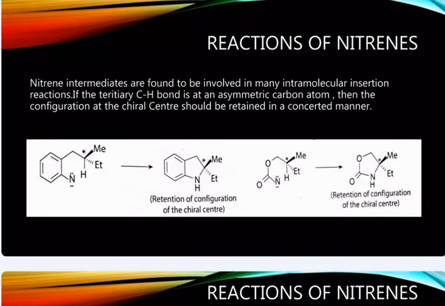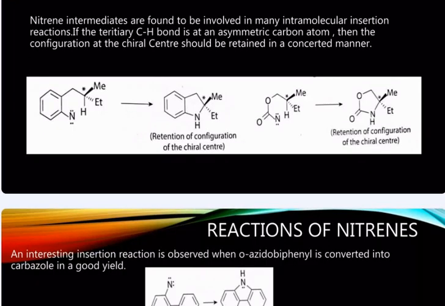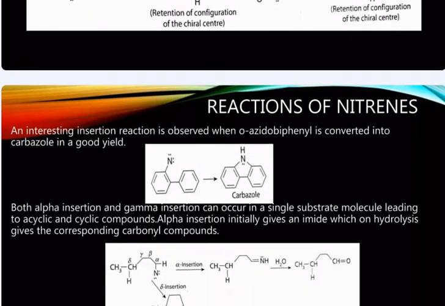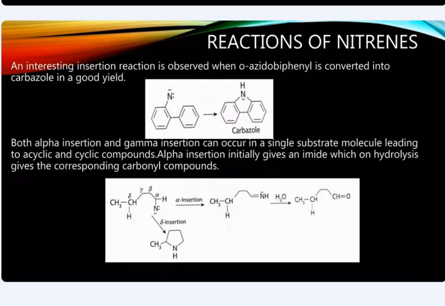Nitrene intermediates are found to be involved in many intramolecular insertion reactions. If the inserted tertiary CH bond is an asymmetric carbon atom, then the configuration at the chiral center should be retained in a concerted manner. You can see in this example, formation of nitrene and then retention of configuration of the chiral center. An interesting insertion reaction is observed when ortho-azido biphenyl is converted into carbazole in a good yield.